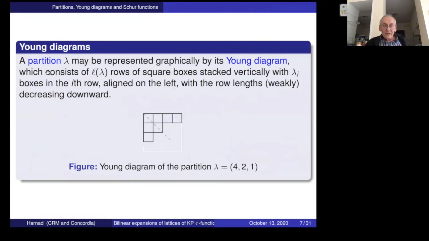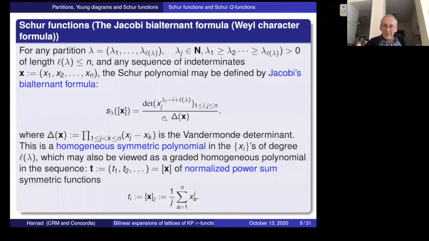The Schur function can be expressed either in terms of these bosonic variables or in terms of the power sums. And this formula, called the bialternate formula of Jacobi, it actually goes back to Cauchy, but it's usually called Jacobi's bialternate formula, expresses the Schur function as the ratio of two determinants. This is the van der Monde determinant, which has just the monomial powers of xi. That's an alternant. Anything which consists of the same sequence of functions evaluated at different points is called an alternant. So the denominator is the determinant of the van der Monde alternant, and the numerator is an alternant which is determined by the partition.